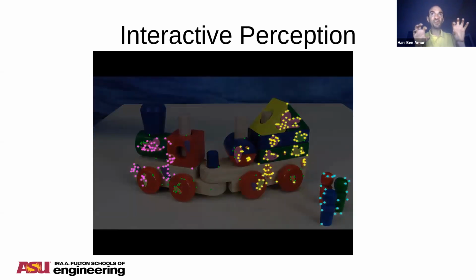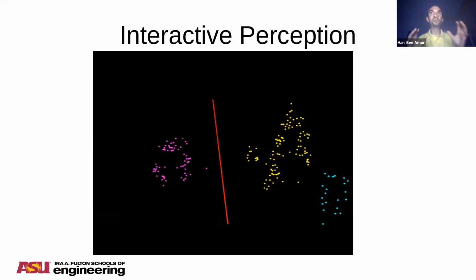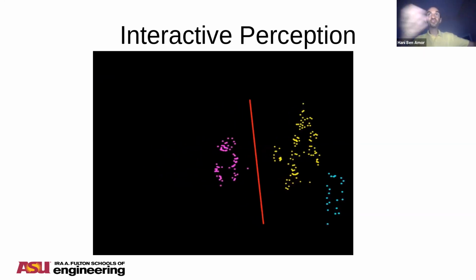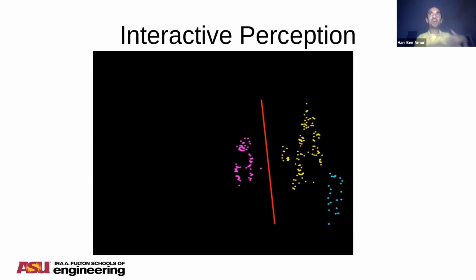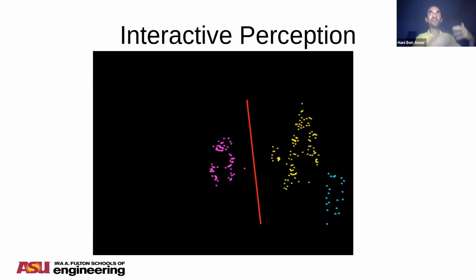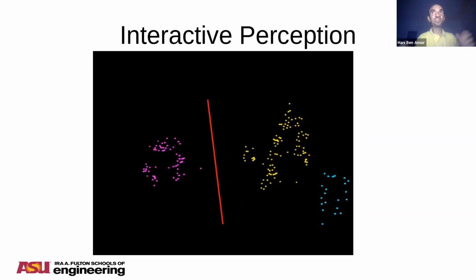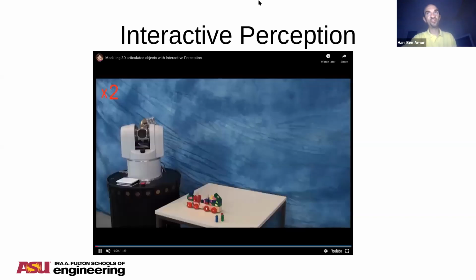So for example, it figured out the yellow pixels move together, that's one object. The pink ones move together, that's another object. And the blue ones move together, that's yet another object. And so this is called interactive perception or interactive computer vision. You don't just collect a data set and do your magic. You have the robot actively collect the right data set, the data set that it really needs. And you, as a human expert, are not even involved in this process at all.